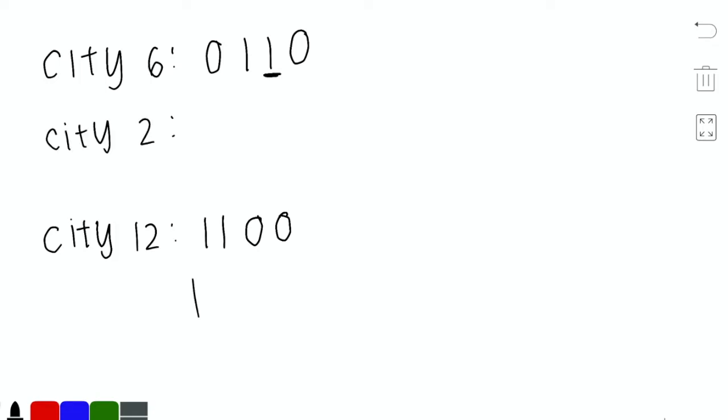Because we notice that city 2's binary representation is 0, 0, 1, 0. So then if we were to perform the bitwise AND operation on this, then we would get the value of 2, which is the minimum cost we can get if we were to connect city 6 to any other city.